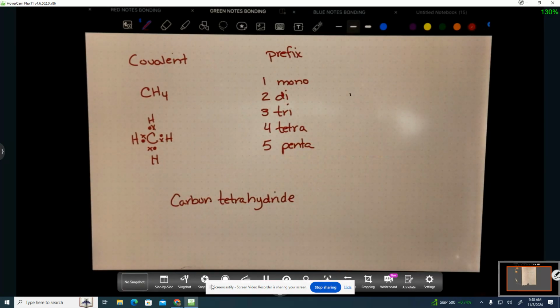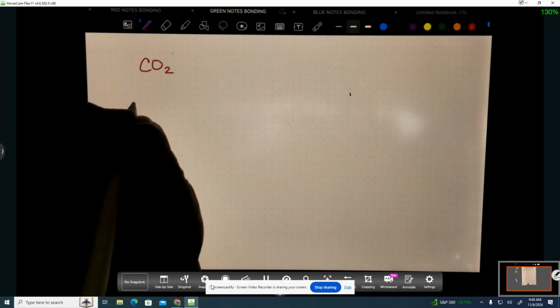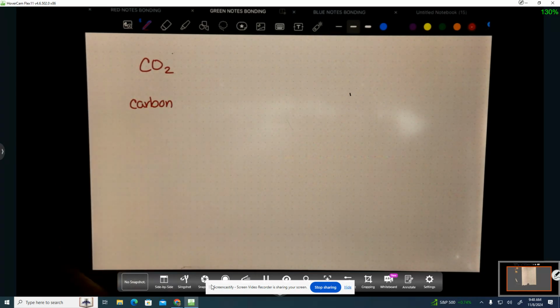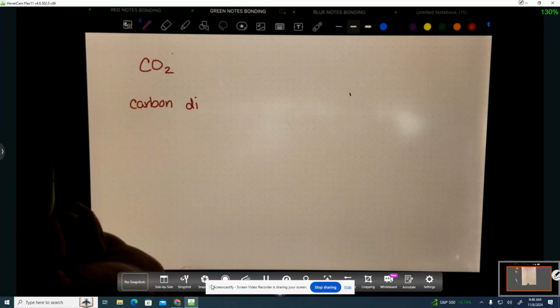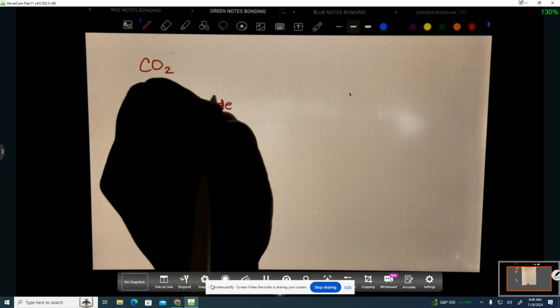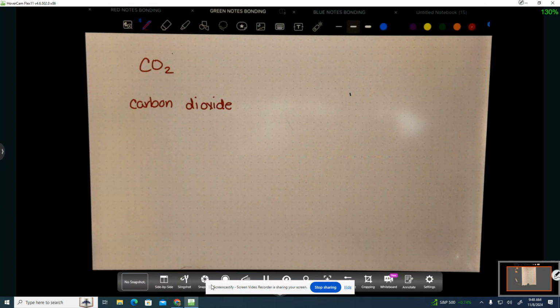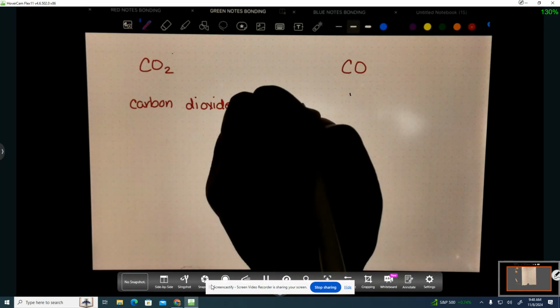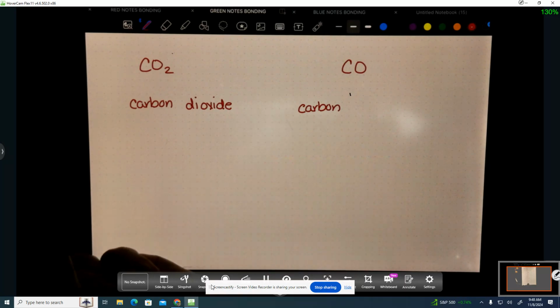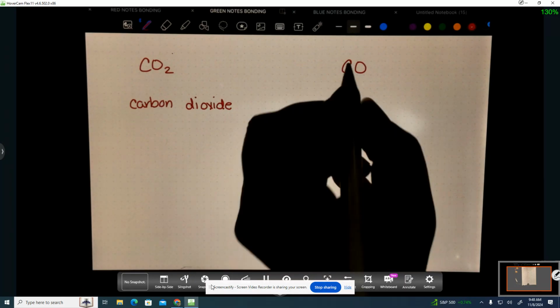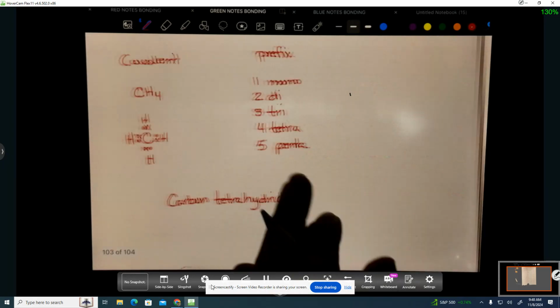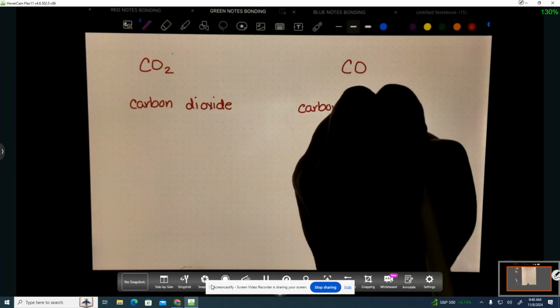Okay, let's do another one. You need more time on that? Are you okay? Alright. Since I didn't draw carbon dioxide, and it's probably one of the most important ones, let's do this. Name it. Carbon. It's covalent now. I need prefixes. Di for 2, oxide. Carbon dioxide. What about CO? Carbon. What? Monoxide. Mono for 1, oxide.